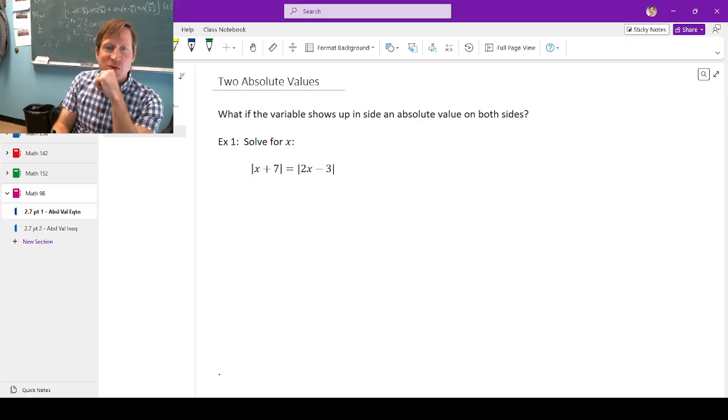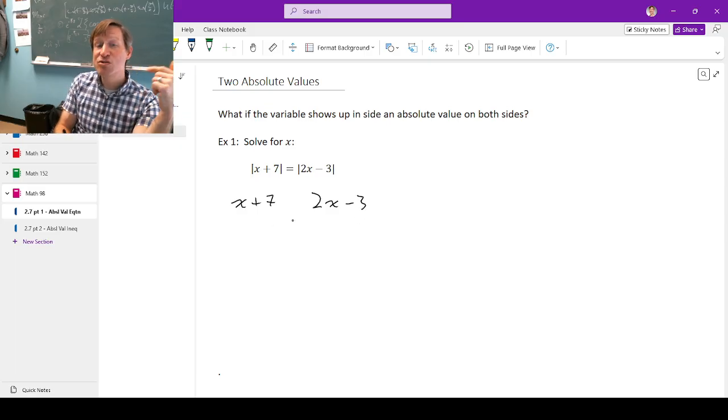So let's see, this equation, solve for x. Absolute value of x plus 7 equals absolute value of 2x minus 3. Well, we have our absolute value isolated. In fact, we have both absolute values isolated, right? Each absolute value is by itself on one side of the equation. And so there are two ways. On the left-hand side, we have x plus 7 inside an absolute value, and on the right-hand side, we have 2x minus 3 inside an absolute value.